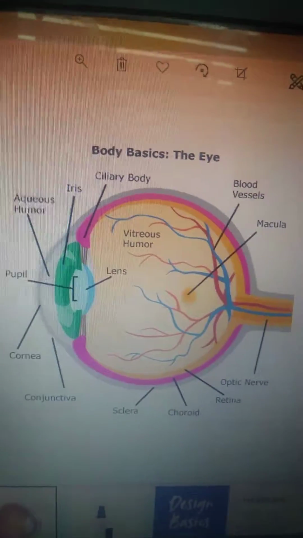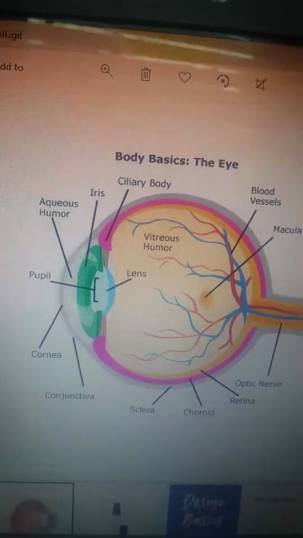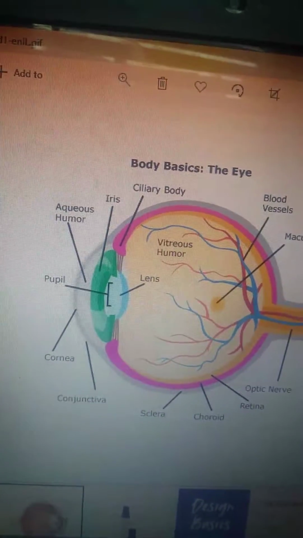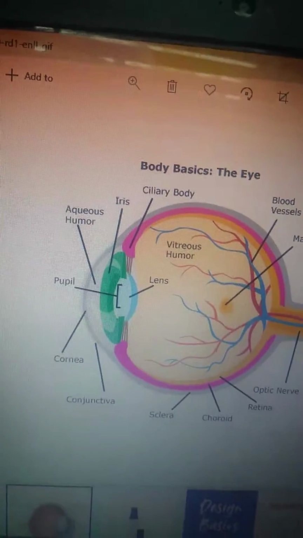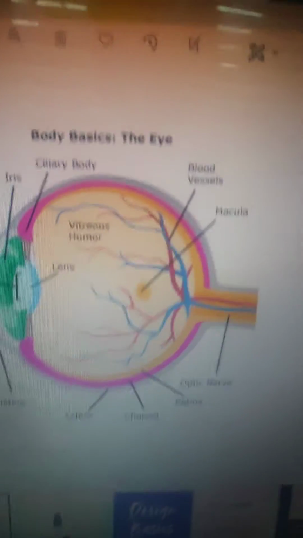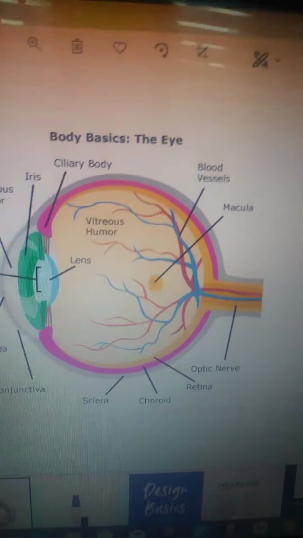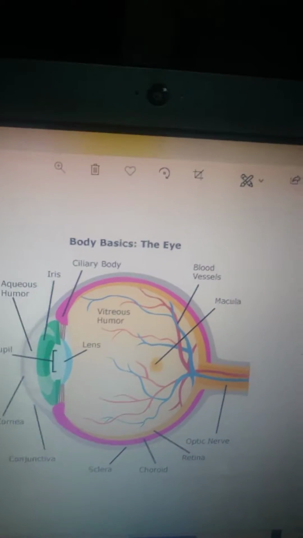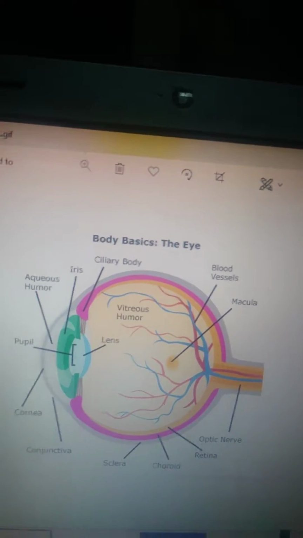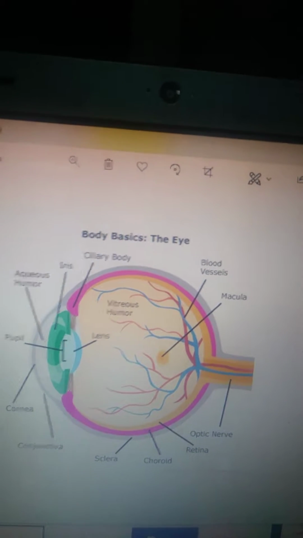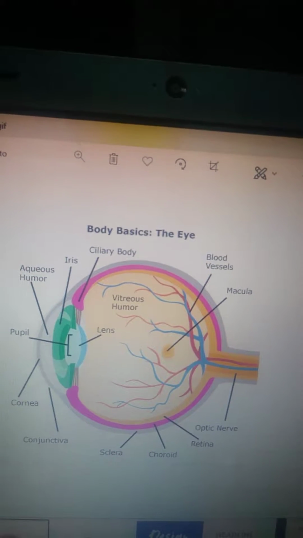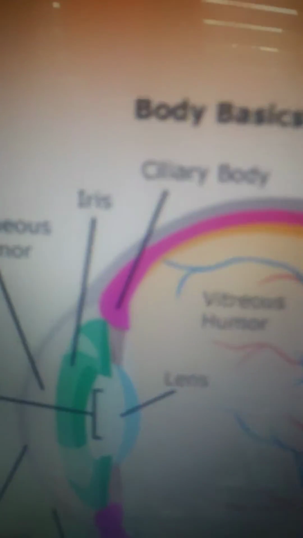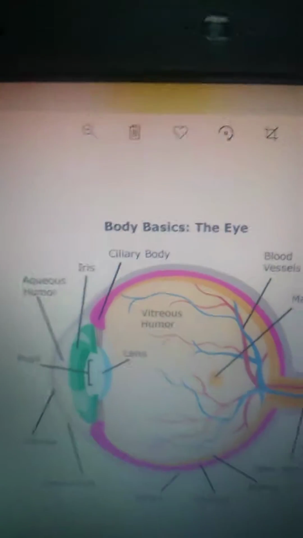Pupil. Iris. The iris is a part of the middle layer of the eye, the uvea. So iritis is a type of uveitis, also known as anterior uveitis. Iritis is the most common type of uveitis. It affects the front of your eye. So this is a disease called uveitis of the iris. Okay, I think I got enough pictures of that.